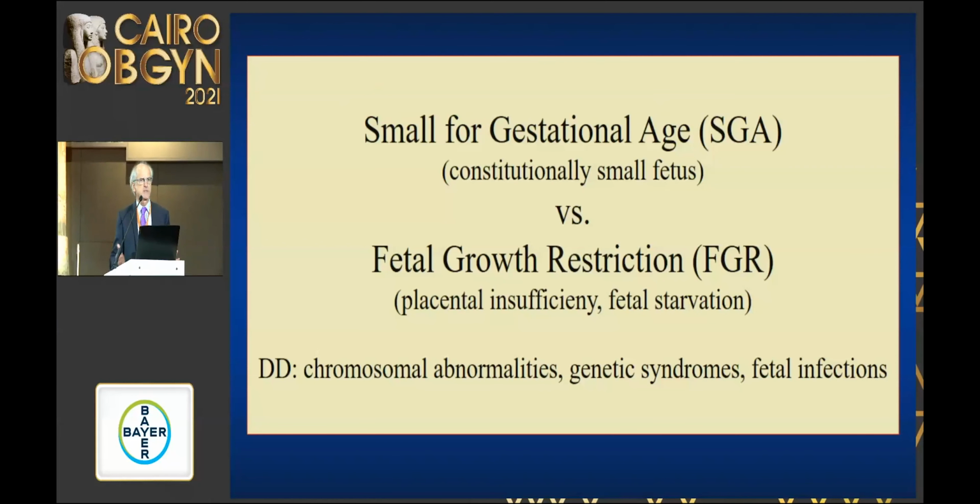Now, first of all, we have to distinguish between fetal growth restriction and small for gestational age. Small for gestational age is just a small baby, with its biometry of the abdominal circumference below the 10th centile. And most of them are constitutionally small fetuses, but not sick fetuses. Versus fetal growth restriction, which is due to impaired placental function and therefore fetal starvation. And you have to differentiate that from sick fetuses in terms of chromosomal abnormalities, genetic syndromes, or fetal infections.